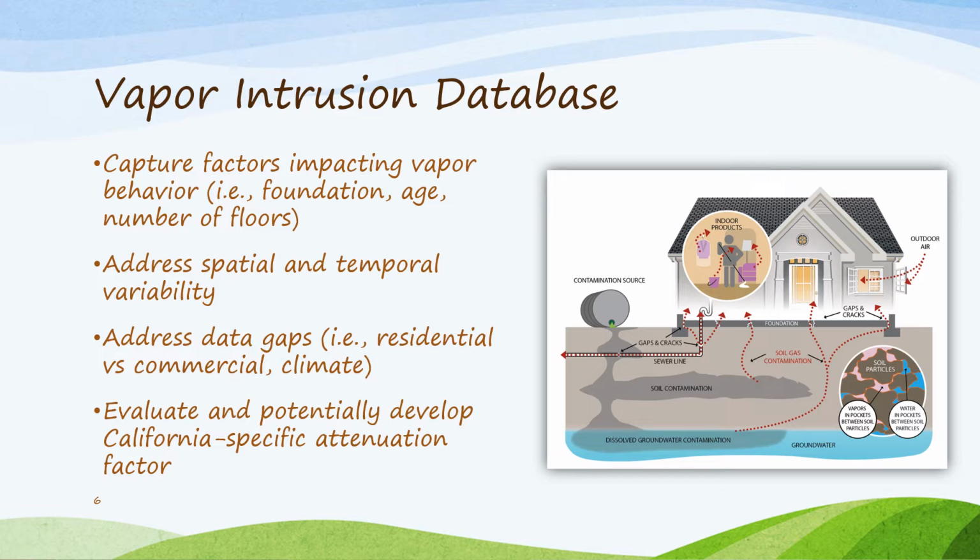So the vapor intrusion database needs to capture factors impacting vapor behavior, such as the building foundation type, building age, or even the number of floors in that building. The database needs to be able to address spatial and temporal variability, so the sample distance to a building and the depth, and also the time between sample collections. It also needs to address data gaps from other databases.